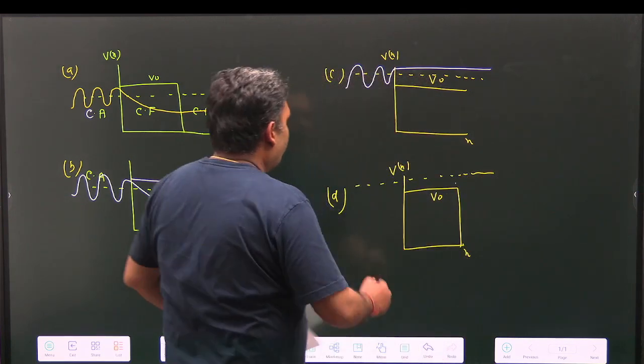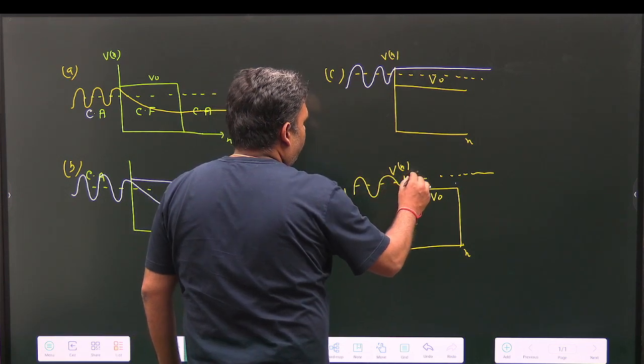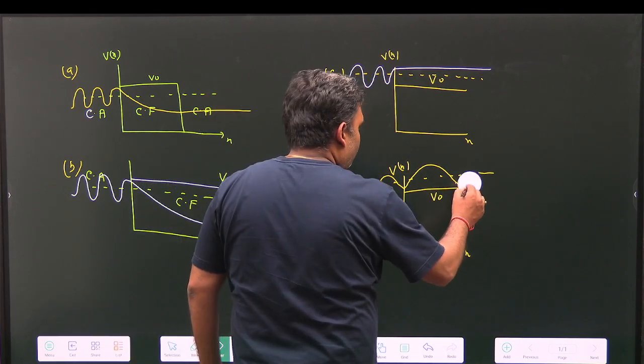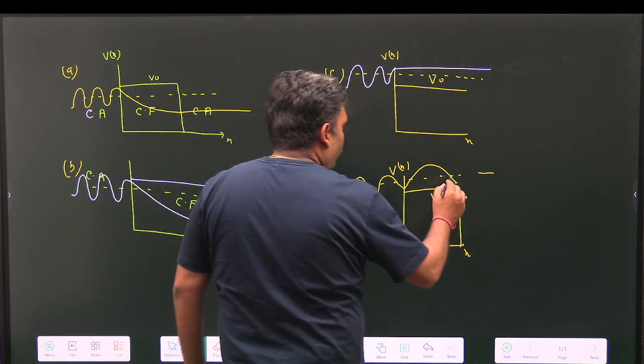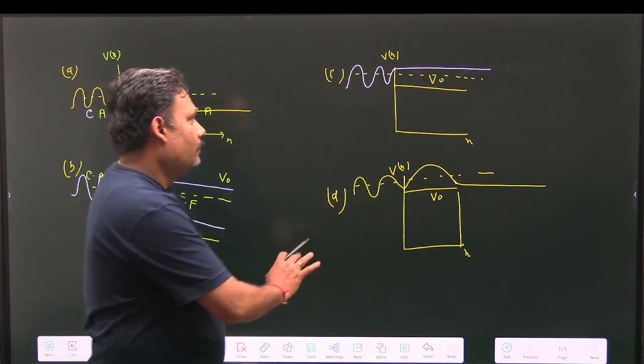So what should the nature be? The nature will be something like this, and then something like this, and once we cross, what will happen? You will go for this one. So this type of probability density is for this one.